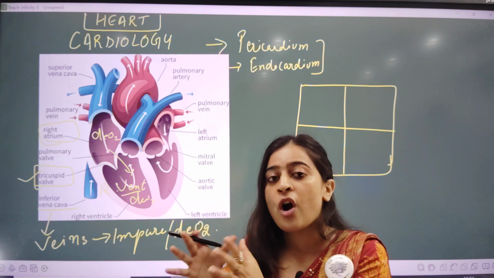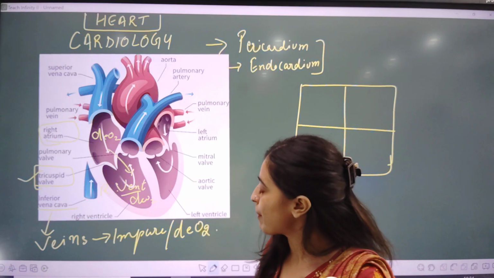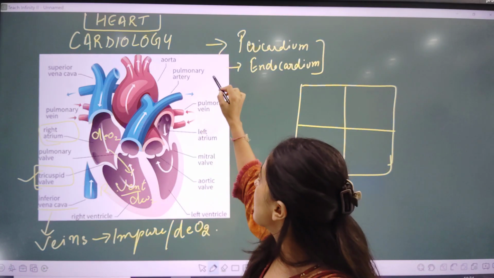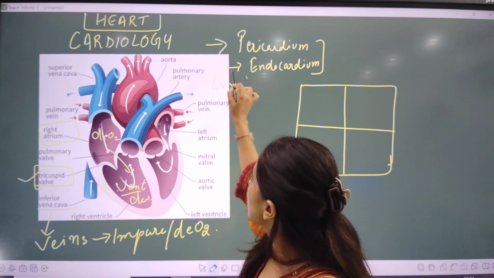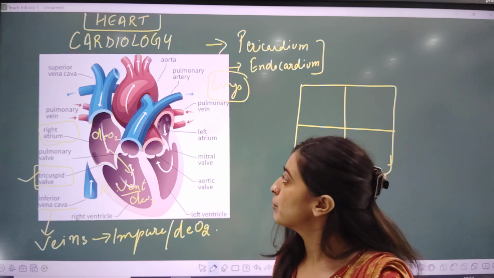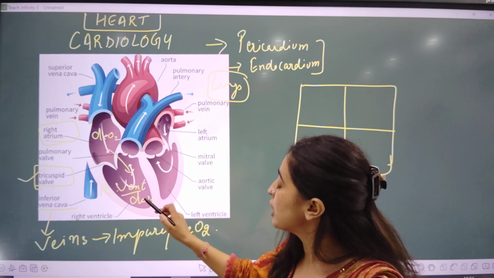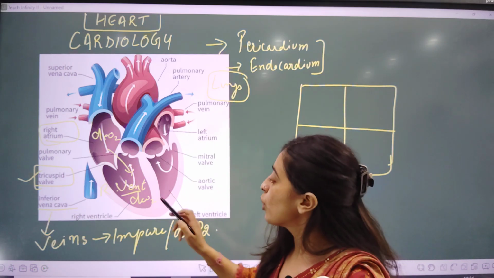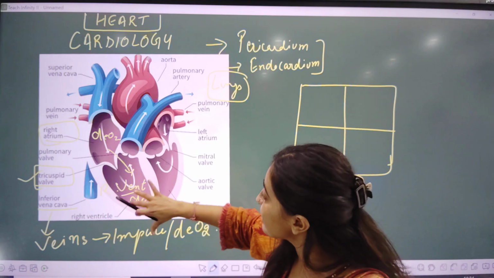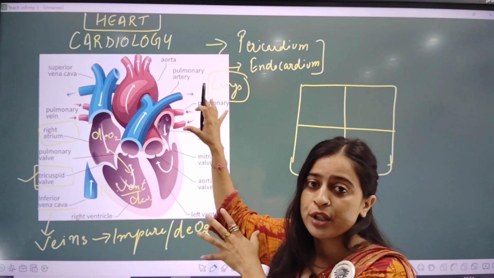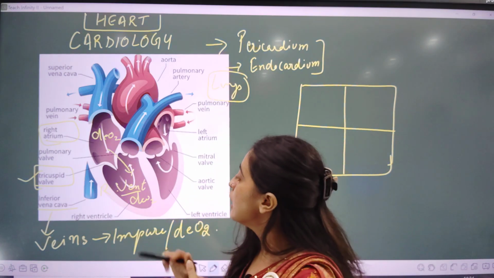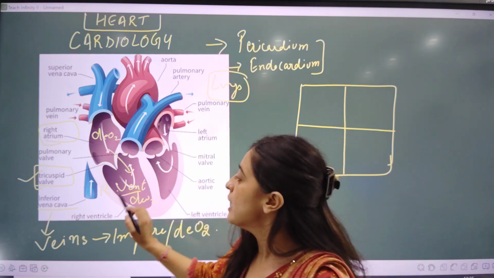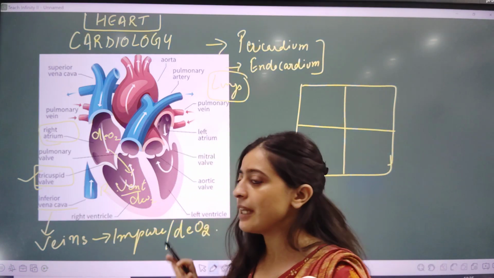Now it has to be oxygenated. So what will be the next part? The right ventricle will send the blood to the lungs. Here I will draw the lungs in the hypothetical diagram. The deoxygenated blood in the lungs has to be oxygenated. But which vessel carries this blood to the lungs? This is an important question, asked from here. The vessel that carries deoxygenated blood from the right ventricle to the lungs is called the pulmonary artery.